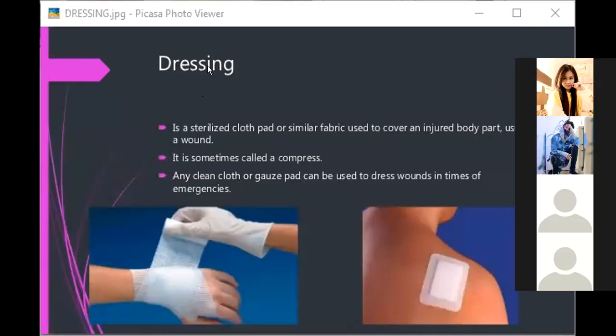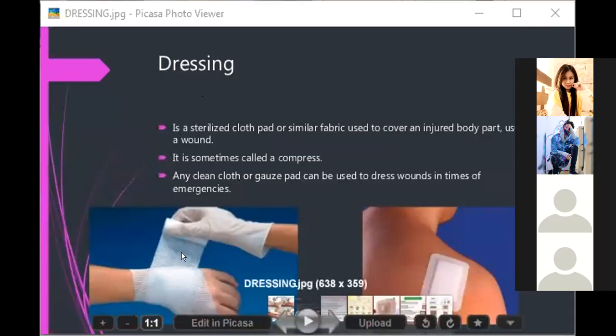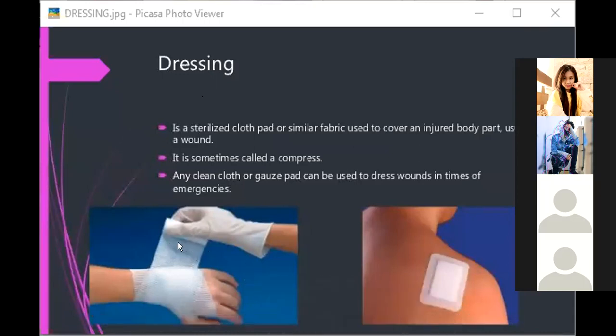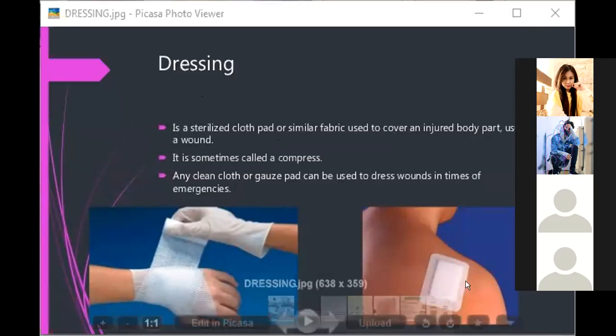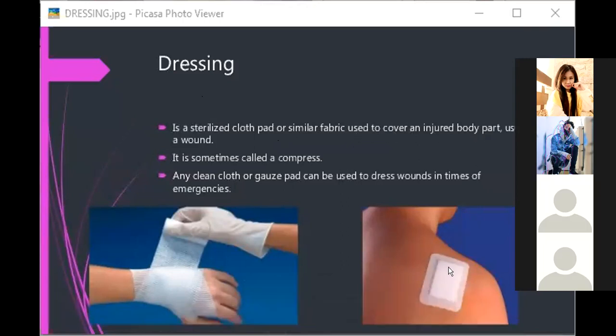Okay. Please write down dressing. This is the gauze. Can you see this? It is a rough kind of cloth piece, basically white in color, and it has got holes. It is a sterilized cloth pad or similar fabric used to cover an injured body part. So this person is having a wound, so with a gauze and a pad, it is covering the wound.